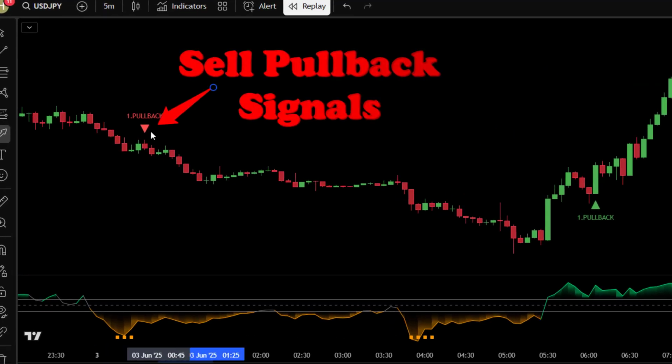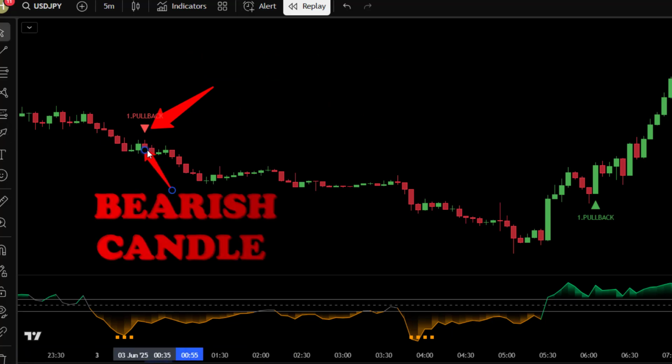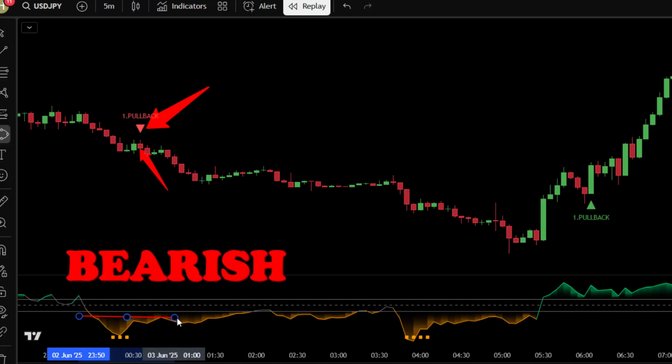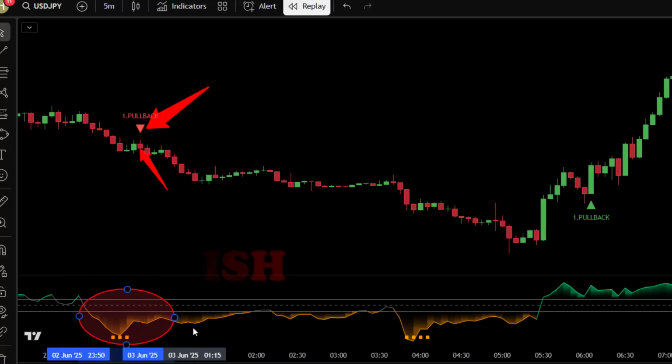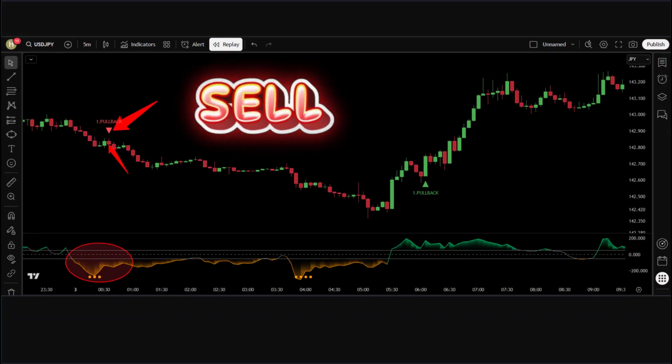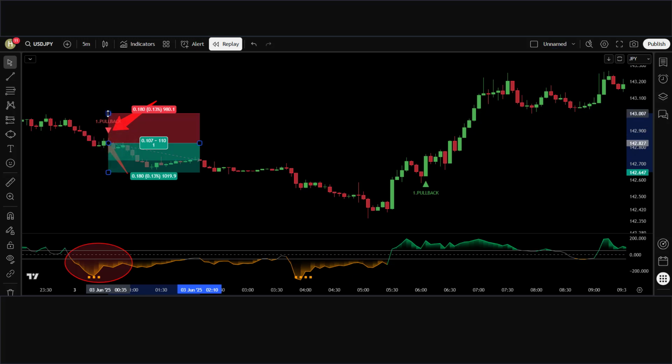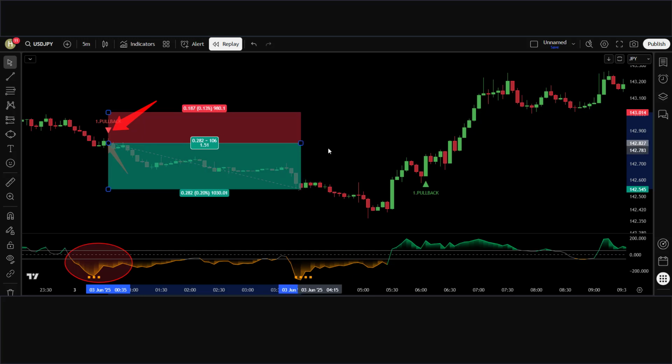When the EMA and pullback indicator gives us a sell pullback signal, when the market has formed a bearish candle, and when the trend zone of the commodity trend reactor indicator is bearish, if this condition is fulfilled, then we will place a sell order. Our stop loss will be placed at the current market's higher level, and the risk to reward ratio will be 1:1.5. The market has completely hit the target.